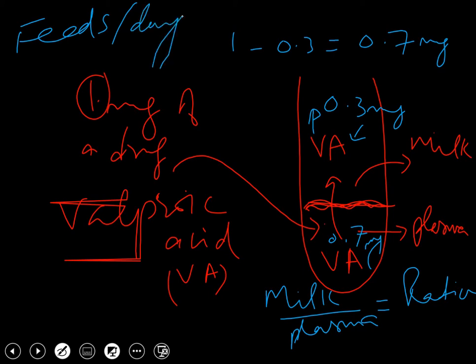So the number of feeds per day is very important. If they take 7 to 8 feeds per day, then how much drug is excreted in milk, and what will be the total intake to the baby? So here is another theory.